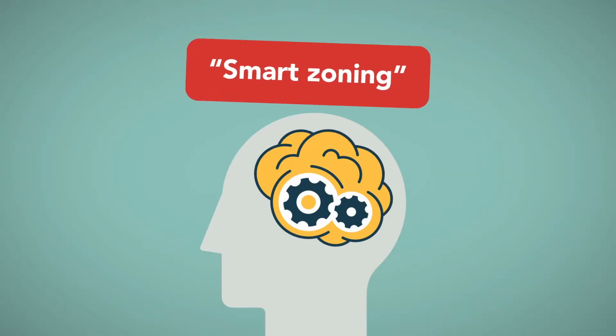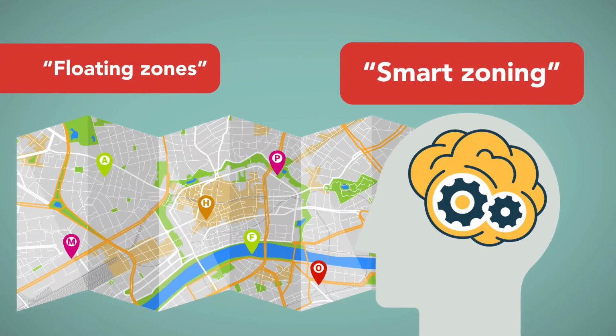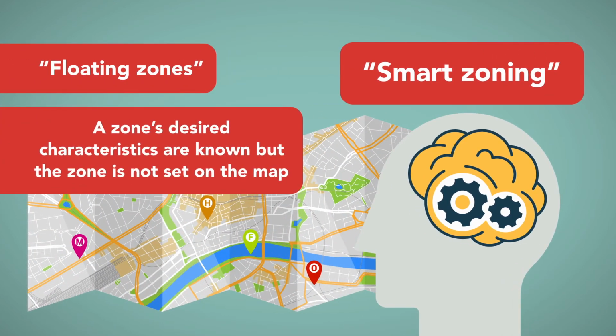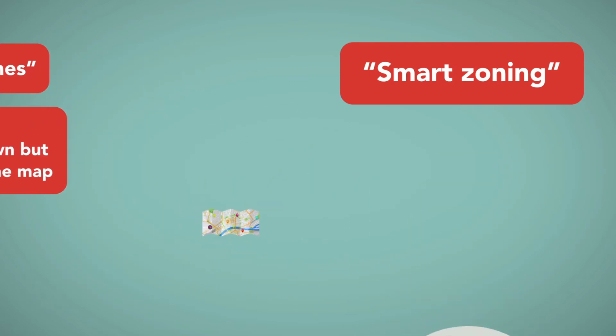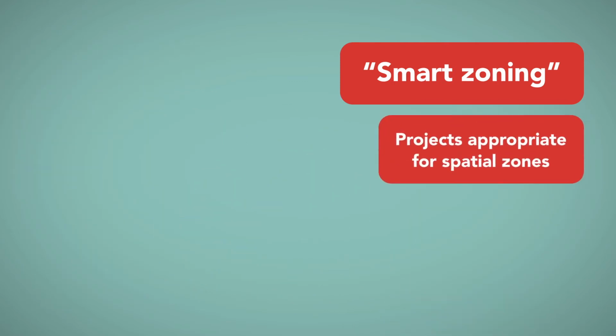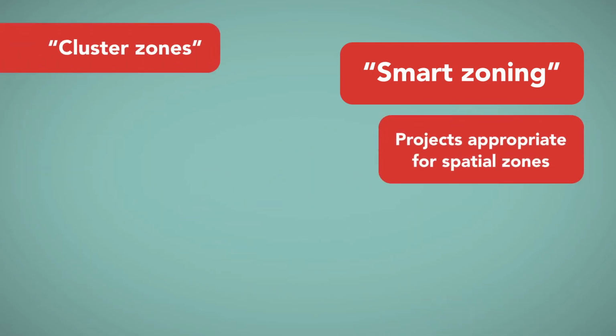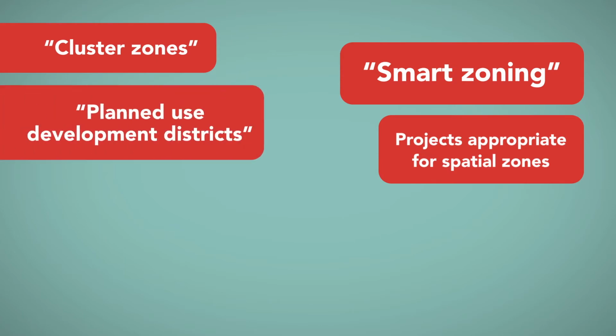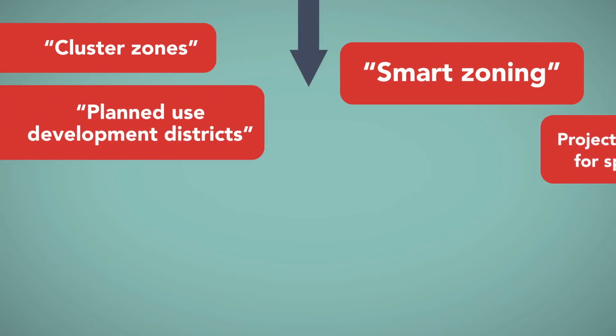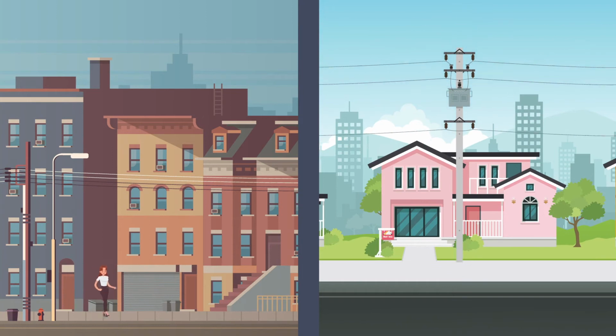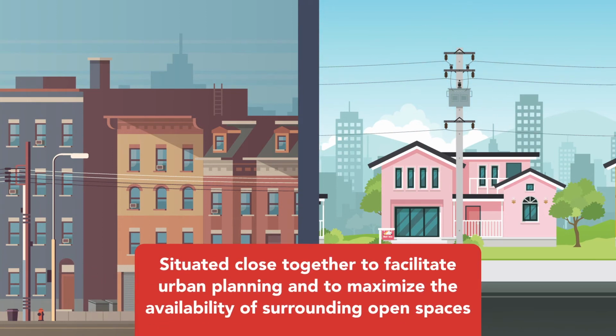Smart zoning is another type of single-use zoning that uses floating zones, wherein a zone's desired characteristics are known, but the zone is not set on the map until circumstances require it and suitable land is available. This type of zoning is often used for projects appropriate for spatial zones. It may also use cluster zones, or planned use development districts, which are mixed-use residential and commercial zones situated close together to facilitate urban planning and to maximize the availability of surrounding open spaces.